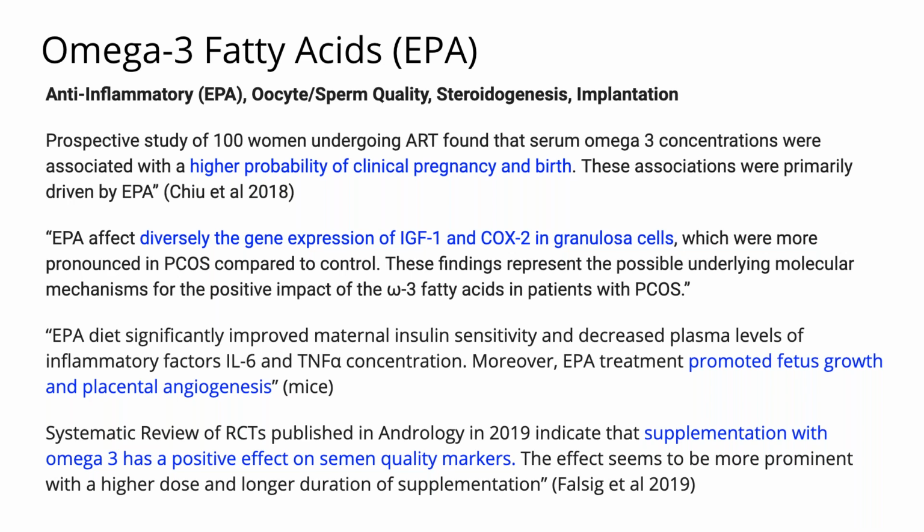In angiogenesis of the placenta, the EPA will actually reduce the inflammation and help with the placenta's function and growth. And then when it comes to males, there is a recent systematic review in andrology that showed that supplementation with omega-3 had a positive effect on semen quality markers, which was more prominent with a higher dose and longer duration of supplementation. So omega-3 fatty acids are always kind of a cornerstone that can be continued into pregnancy.